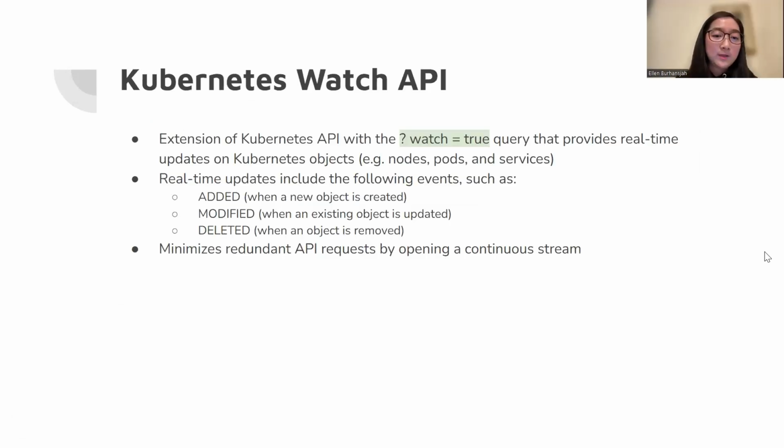For this sprint, the team is trying to migrate from the regular Kubernetes API to an extension of this API with the watch query. So what this does is it provides real-time updates on Kubernetes objects such as nodes, pods, and services, but for our case, it's nodes. And these real-time updates include events such as added, modified, and deleted. The functionality of watch is that it reduces the API request by opening a continuous stream.